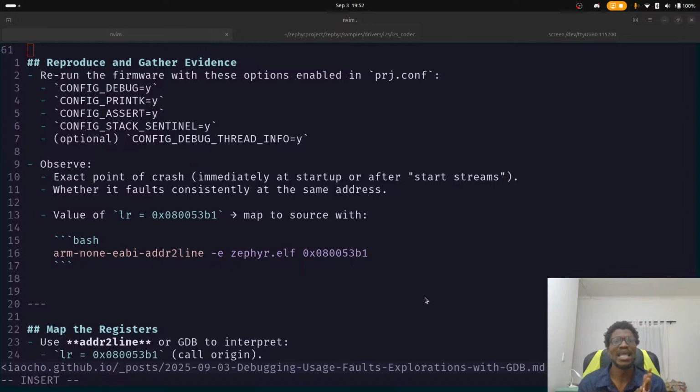So there are amenities in Zephyr that we can use to collect and basically reuse information. No. I'm distracted.